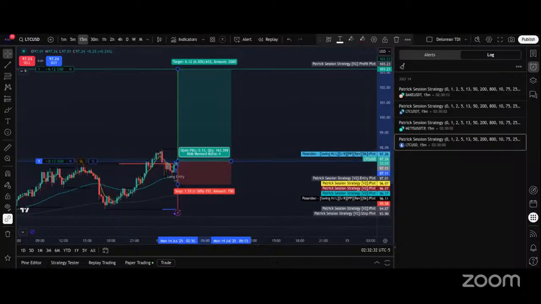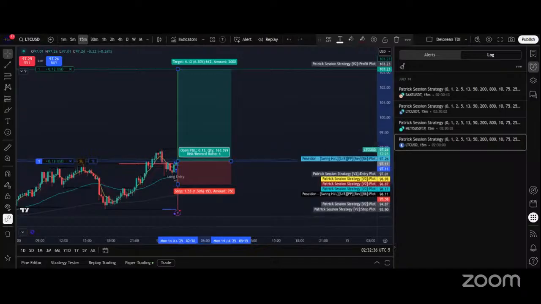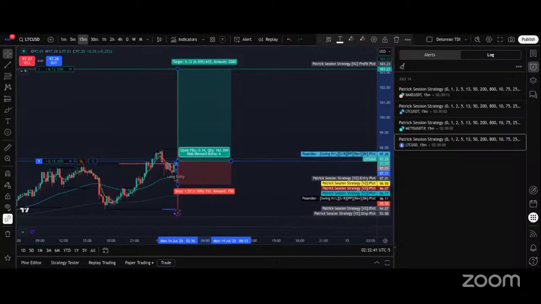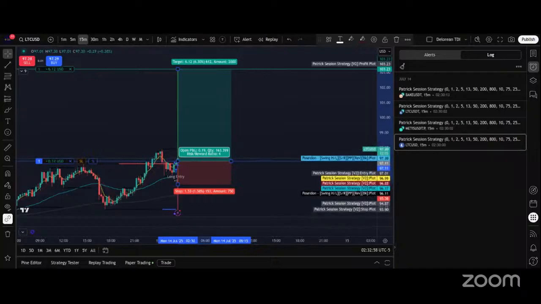Is going to be your next call, LTC, USD, Litecoin versus US dollar. 15-minute confirmation, market execution buy. Entry price is 97.11. Stop loss is 95.58 for 153 pips. Take profit is going to be 103.23 for 612 pips, with a risk to reward ratio of 4.00.